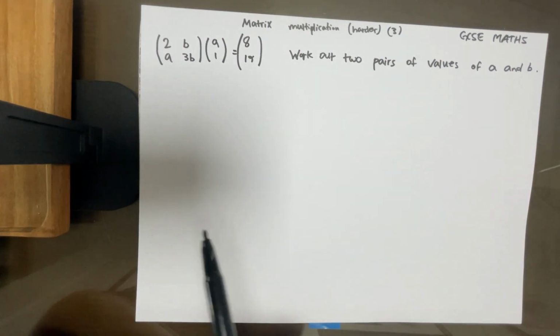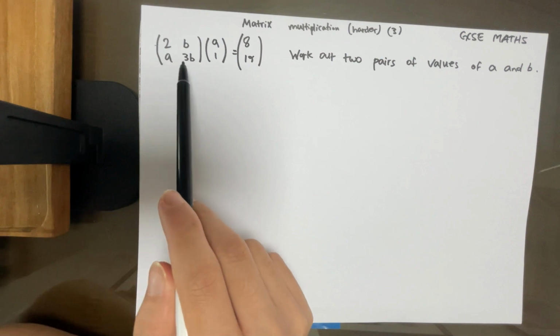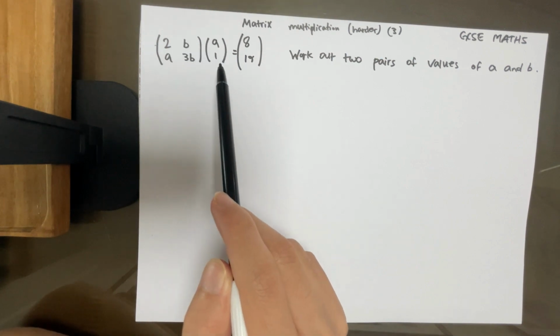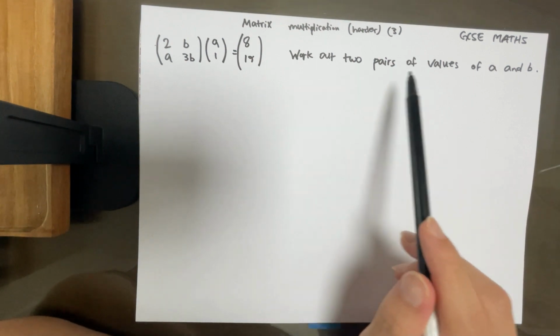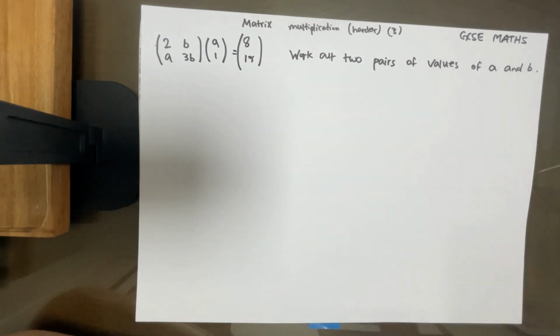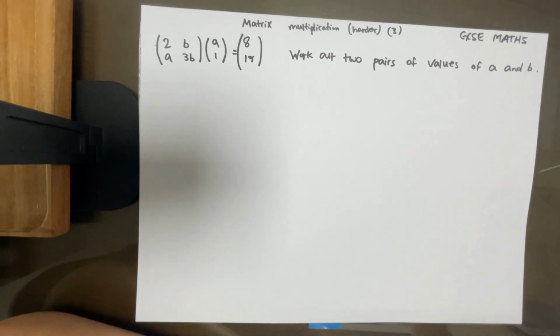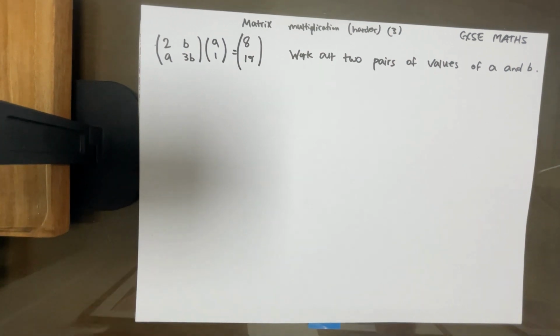Alright, so we have the matrix [2, b; a, 3b] multiplied by [a; 1], and that makes [8; 19]. Work out two pairs of values of a and b. So that means for a there are two values, and for b there are two values. So that probably does mean that we're going to have to factorize and solve it like so.